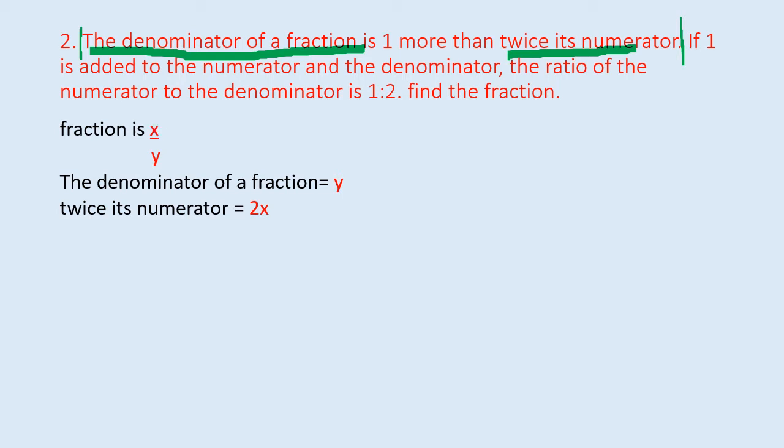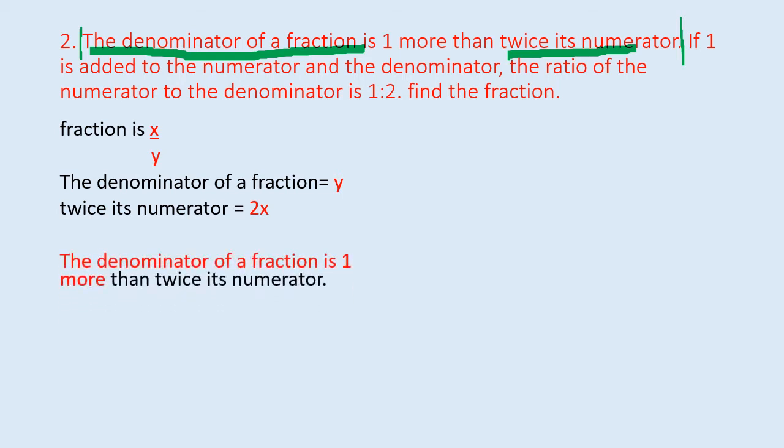Now let us look at the sentence once again. The denominator of a fraction is 1 more than twice its numerator. So for the denominator, the red part, what is the denominator? y, and it is more, right? So as we have mentioned this sign here for this more. Then twice its numerator, so for that we have written 2x.